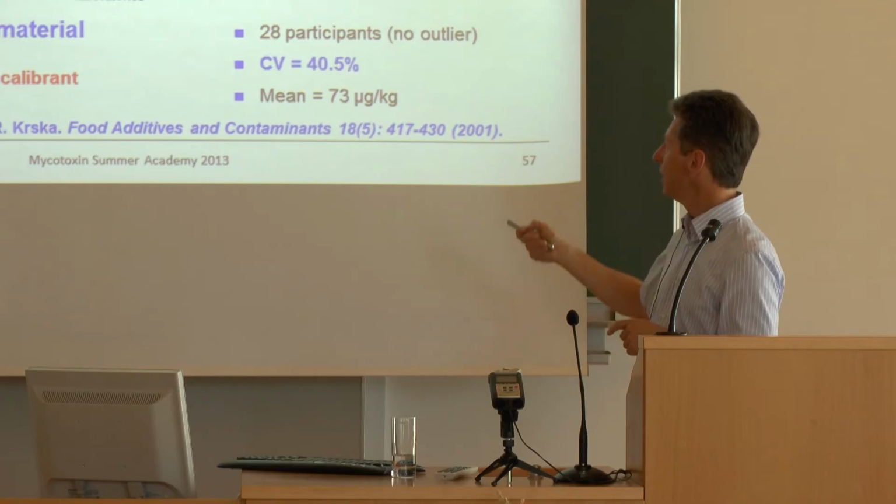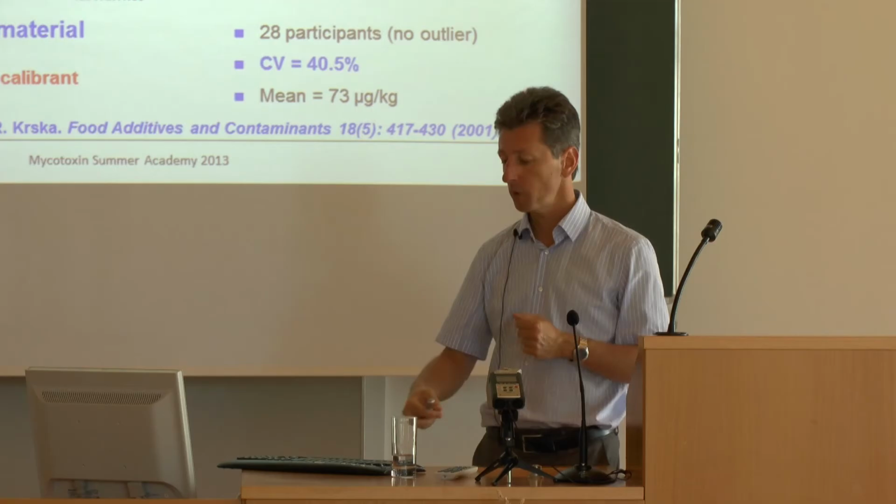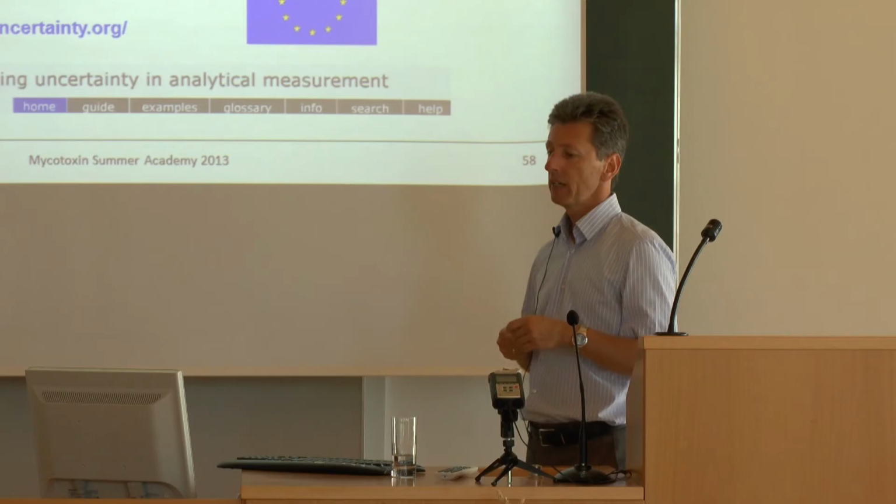So the CV, the coefficient of variation, was plus minus 40.5%. No common calibrant was provided here, so each lab also used its own calibrant, and that actually also contributed to this result, which was not very satisfactory. I'm going to skip that part.